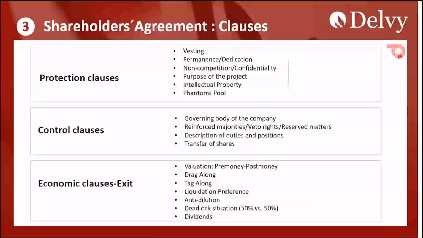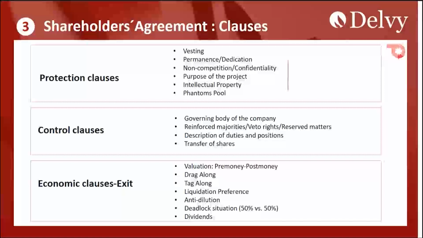As I mentioned before, the three types of clauses and regulations that we will have within the shareholders agreement will be protection clauses, control clauses, and economic clauses. This is not a legal division, but a division more or less to have a structure of what type of negotiations and terms and conditions we might have with investors in the process of a funding.